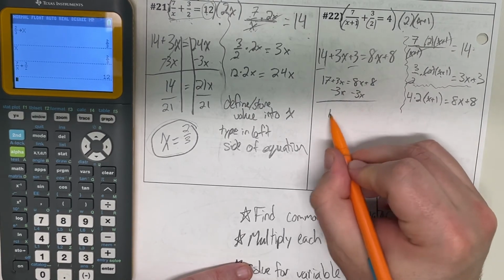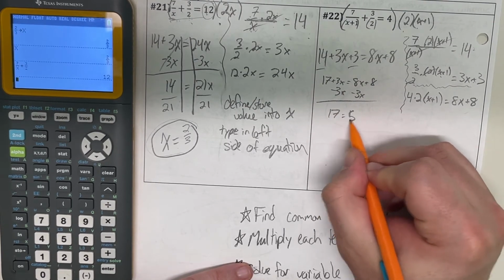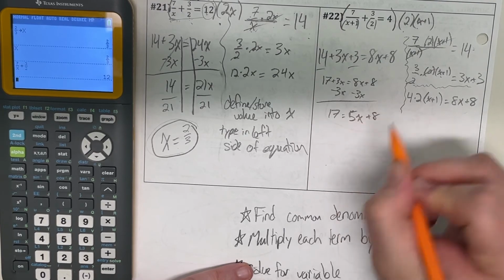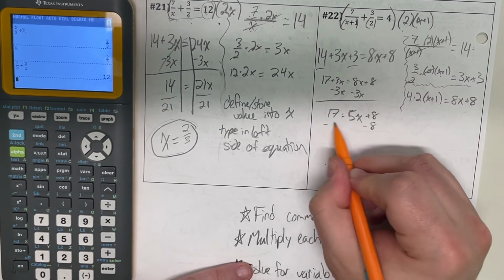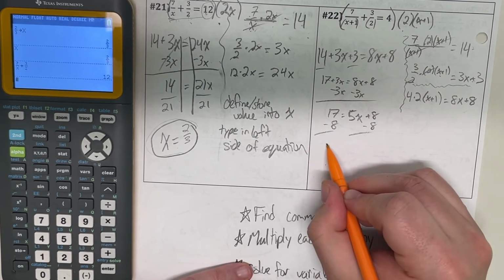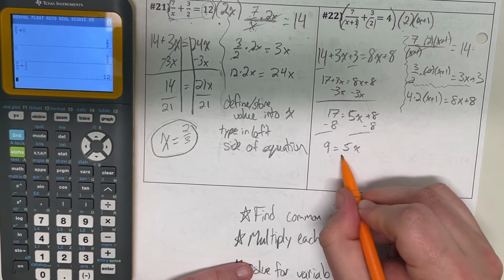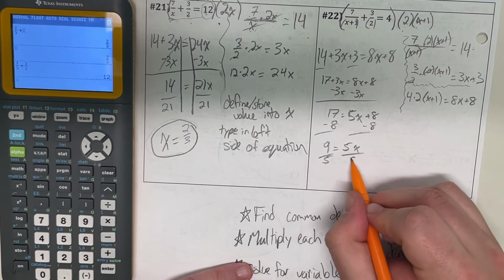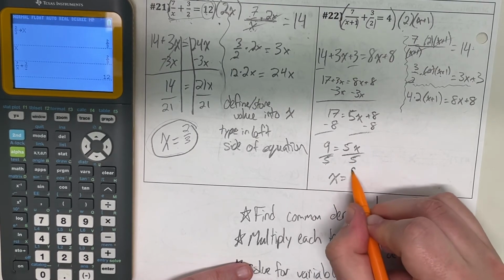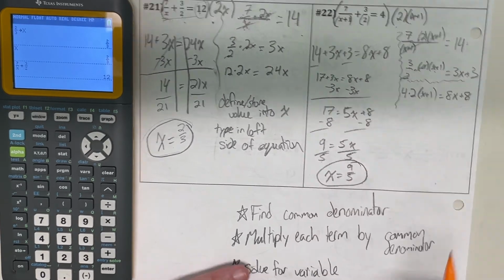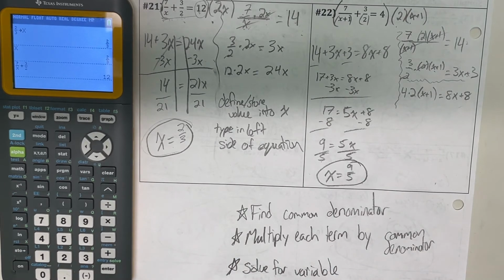I'm going to say this is 17 equals 5x plus 8. Get those constants on the other side. So this is going to be 9 equals 5x. Divide both sides by 5. And we say x is going to be equal to 9 over 5. And circle your answer. Make sure that you're claiming that that's going to be your answer.